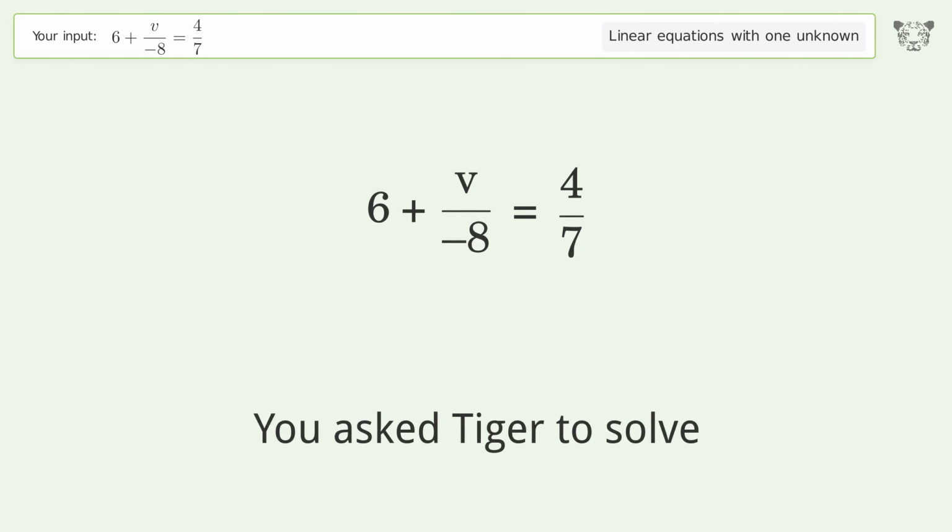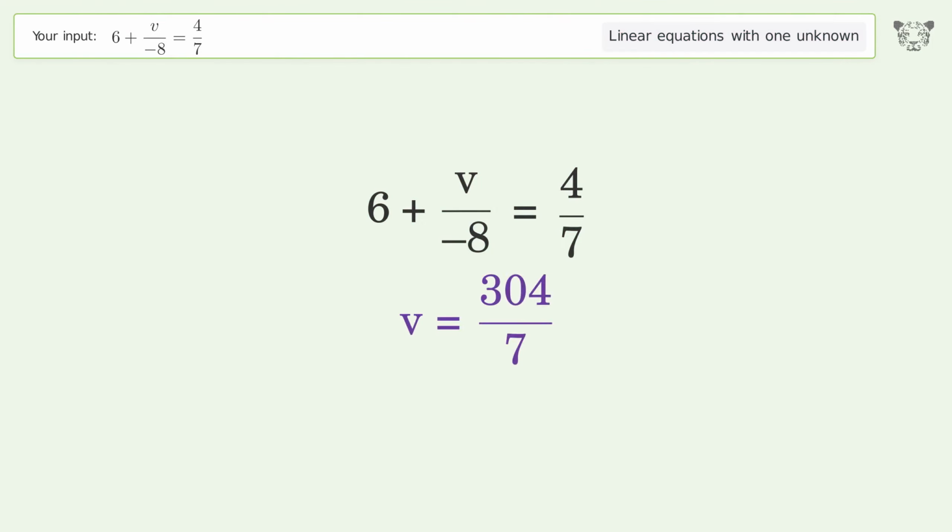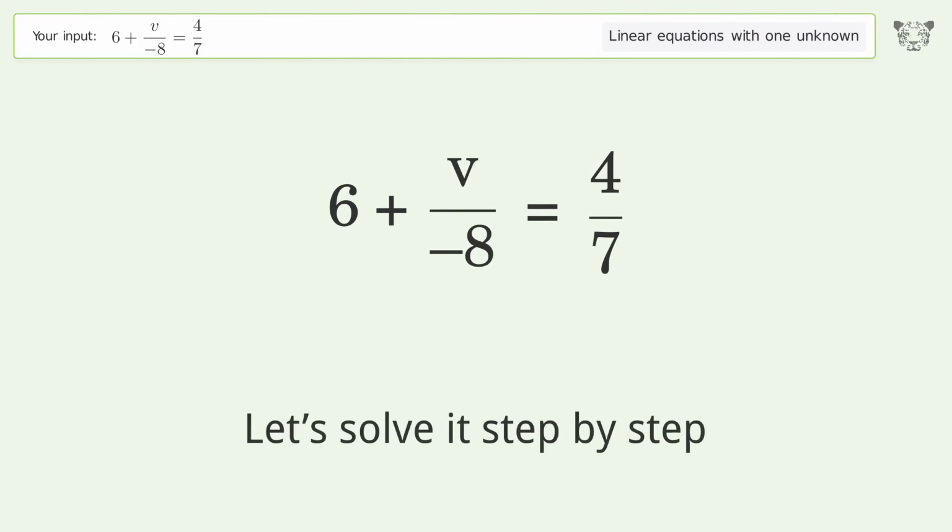You ask Tiger to solve. This deals with linear equations with one unknown. The final result is v equals 304/7. Let's solve it step by step.